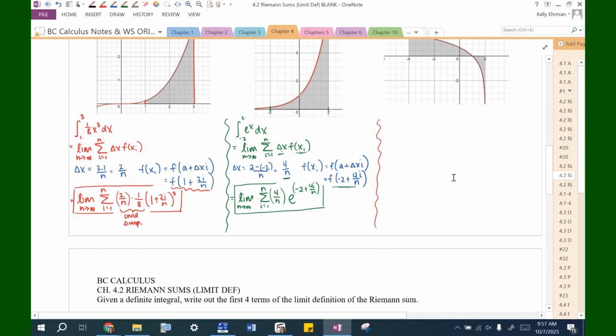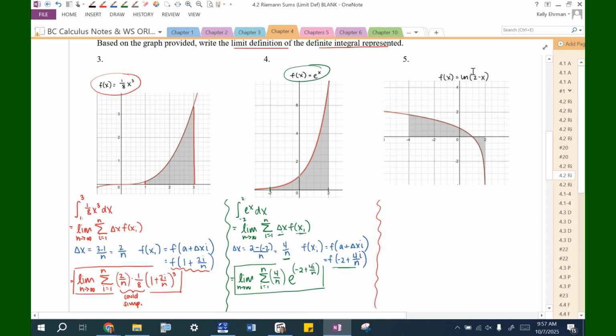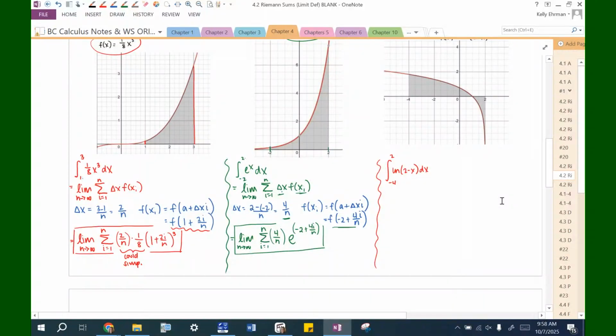All right, what about the third one? Now it's ln of 2 minus x. The shaded area could include negative area too, by the way. It goes from negative 4 to 2. So this would be the integral from negative 4 to 2 of ln 2 minus x dx. All right, this is equal to the limit as n approaches infinity of the sum from i equals 1 to n of delta x times f of x sub i.